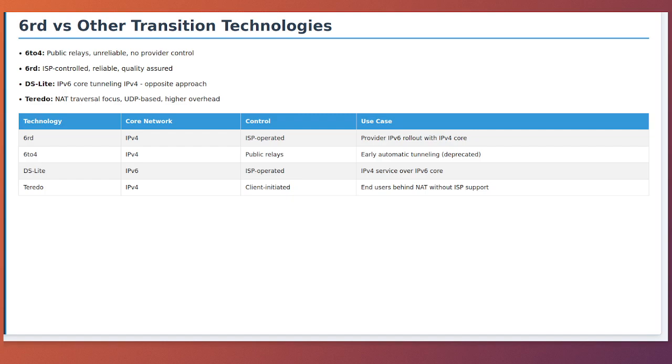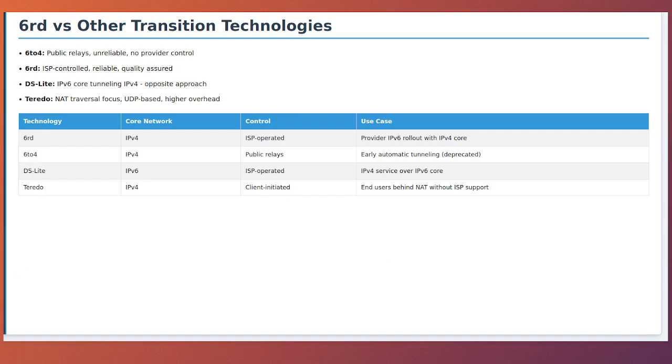In DS-Lite, the provider network runs native IPv6, and IPv4 traffic is tunneled from the customer through the IPv6 network to a carrier-grade NAT. This makes sense for providers who have already upgraded their core to IPv6 but still need to support IPv4 customers. In contrast, 6RD assumes an IPv4 core and tunnels IPv6 traffic. The technologies are complementary. An ISP might use 6RD during their initial IPv6 rollout when the core is still IPv4, then later migrate to DS-Lite after upgrading to a native IPv6 core.